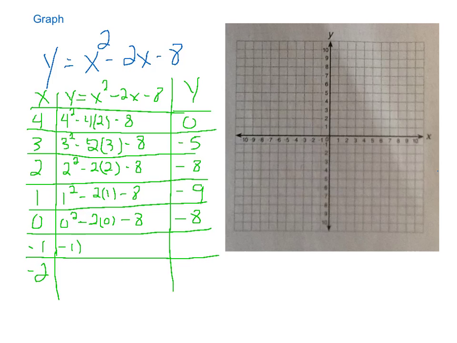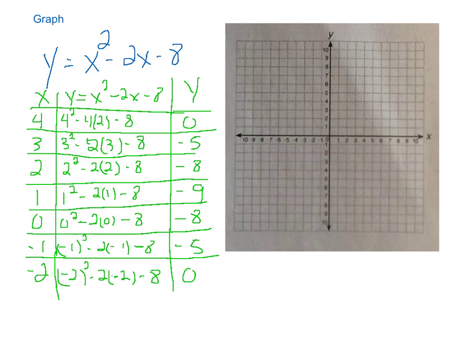Put negative 1 in there and square it. So negative 1 squared is positive 1. Then we have a negative 2 times a negative 1, and then minus 8. When we put all that together, that turns out to be negative 5. We take negative 2, square that, minus 2 times negative 2, and then minus 8, that gives us 0.